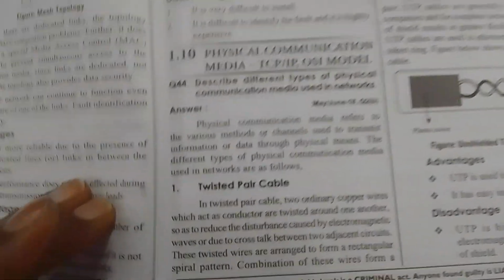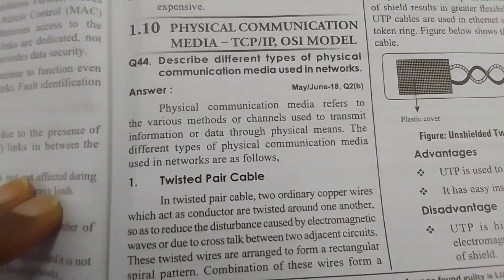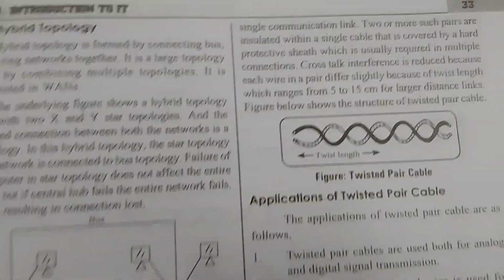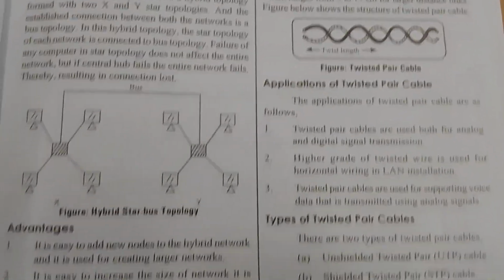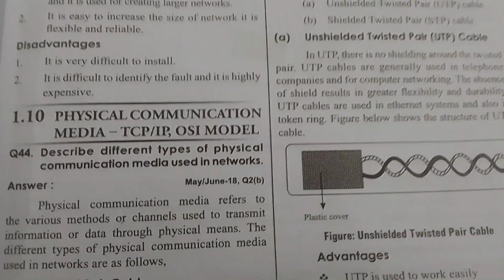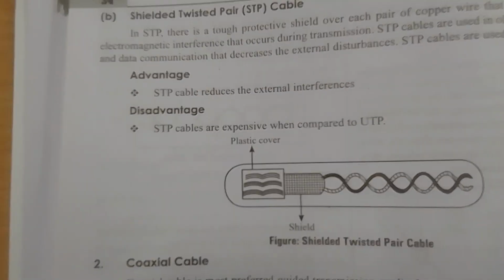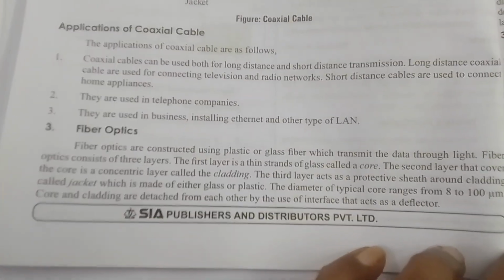Now the next important question is communication media. How the communication is happening, what type of cables we are using. Here it discusses the types of cables: twisted pair cable, unshielded twisted pair cable, shielded twisted pair cable. This is how unshielded is. For shielded, you will have the picture here, it has a covering, and then coaxial cable, and you will have fiber optic cable. Here it is. So all this you will have to learn.